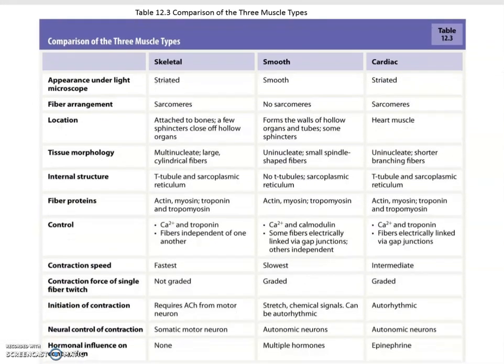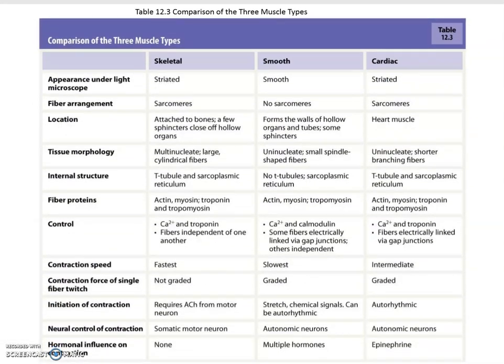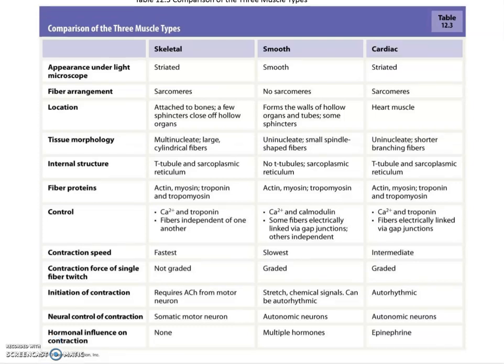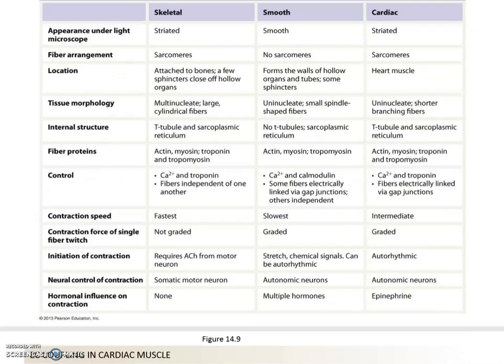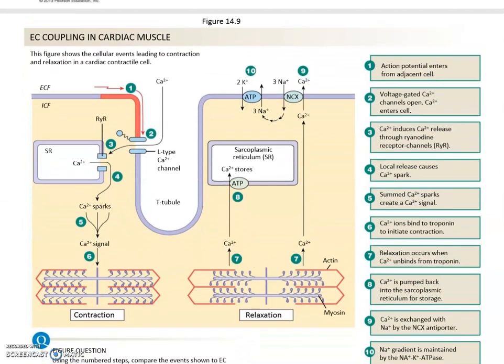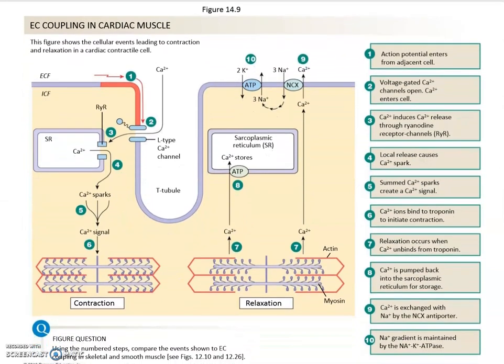Here is a comparison table of the 3 different types of muscle: skeletal, smooth, cardiac muscle. Be sure to review that. We spent a whole chapter on the skeletal muscle, and that was the same table that you saw there. It's table 12.3 from the muscle chapter. Okay, so now let's take a look at how cardiac muscle is doing the excitation contraction coupling.